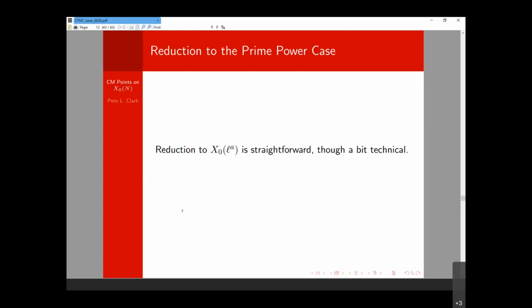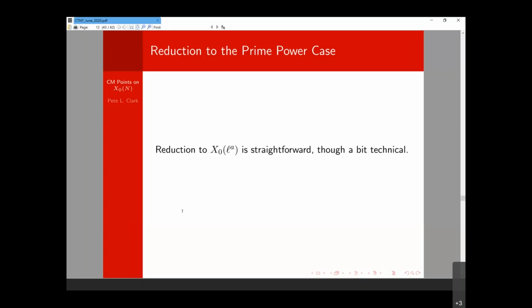Okay, and so the next thing that you should do is reduce the case of an arbitrary cyclic isogeny to the case where n is a prime power. And it should not be surprising that you do that, because in general, whenever you have an isogeny, you look at its kernel, which is a subgroup of a certain order. Like every finite commutative group, it decomposes as a product of its Sylow subgroups. And so you would expect that you should be able to reduce to the prime power case without doing anything particularly heroic.